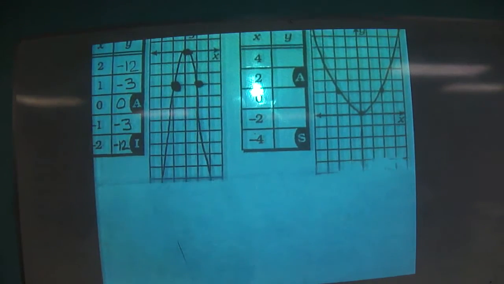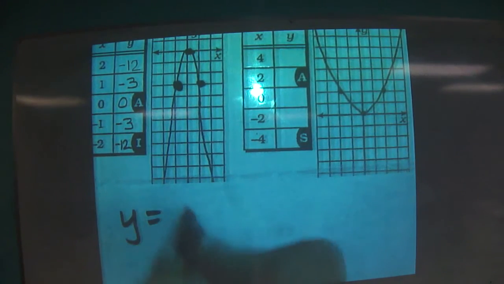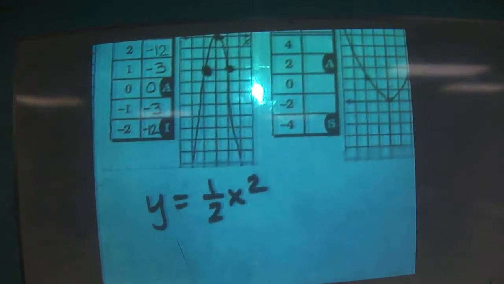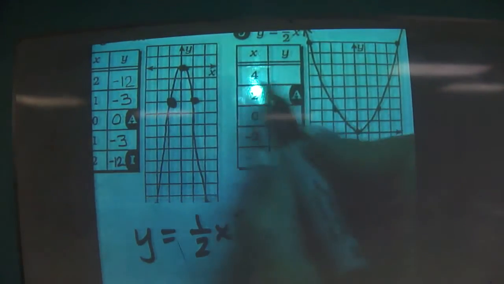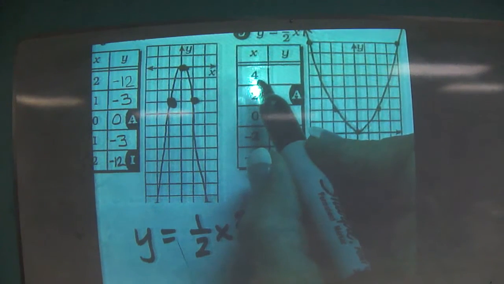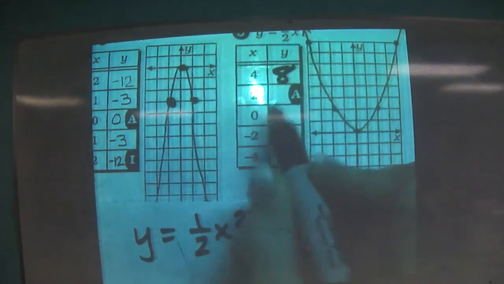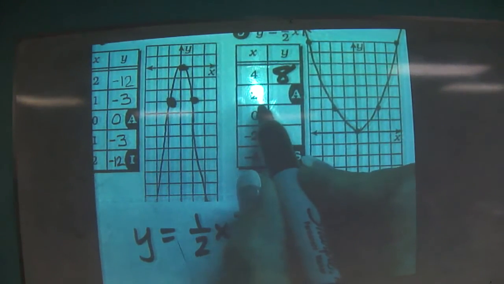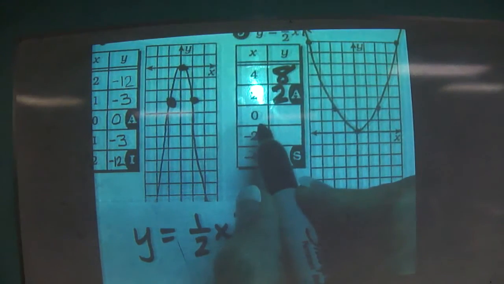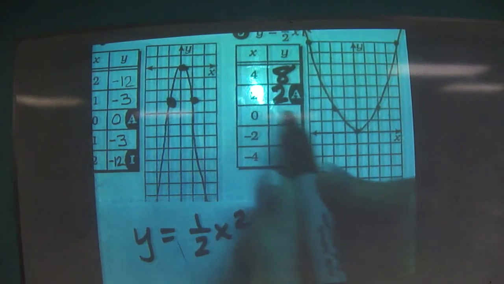So here we have y equals 1/2 x squared. If x is 4, what's 4 squared? 4 to the second power is 16. What's half of 16? 8. What's 2 to the second power? 4. What's half of 4? 2. 0 to the second power? 0. Half of 0? 0.